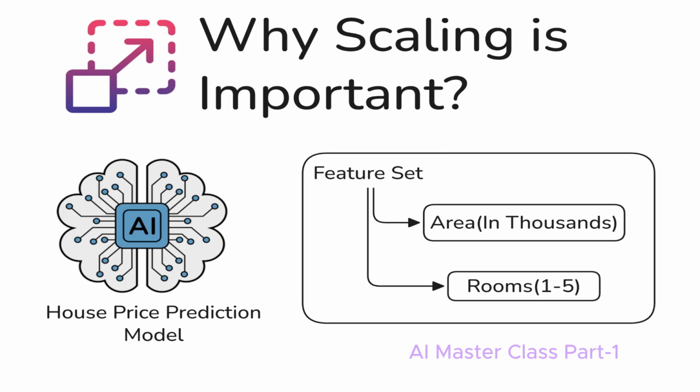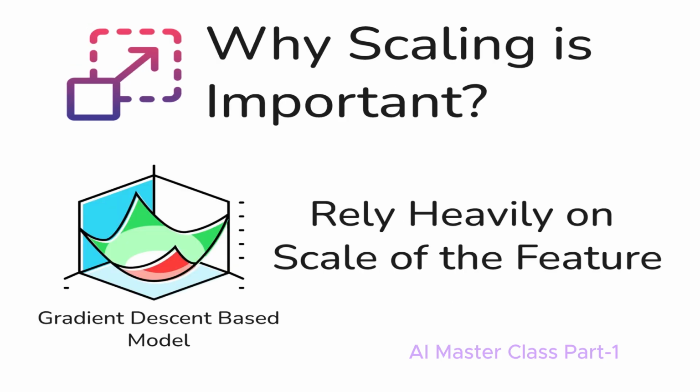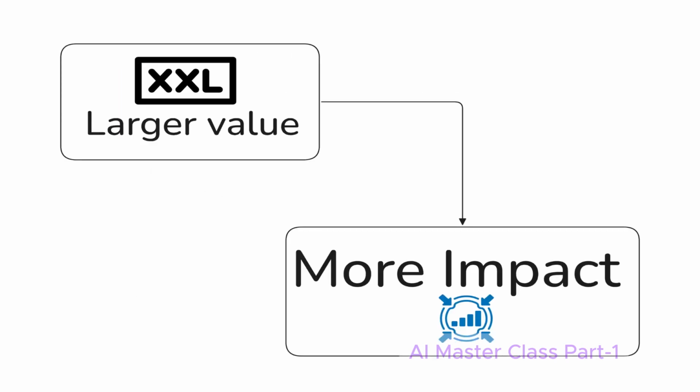Let us take gradient descent based models like linear regression or logistic regression. In those models, we are trying to minimize the error by adjusting parameters step by step. This adjustment depends on how the cost function behaves with respect to each feature. Now, if one feature has very large values, its impact on the cost function will also be large. So during training, the model will give more importance to that feature which has large values, not because it is more important, but simply because its scale is larger.